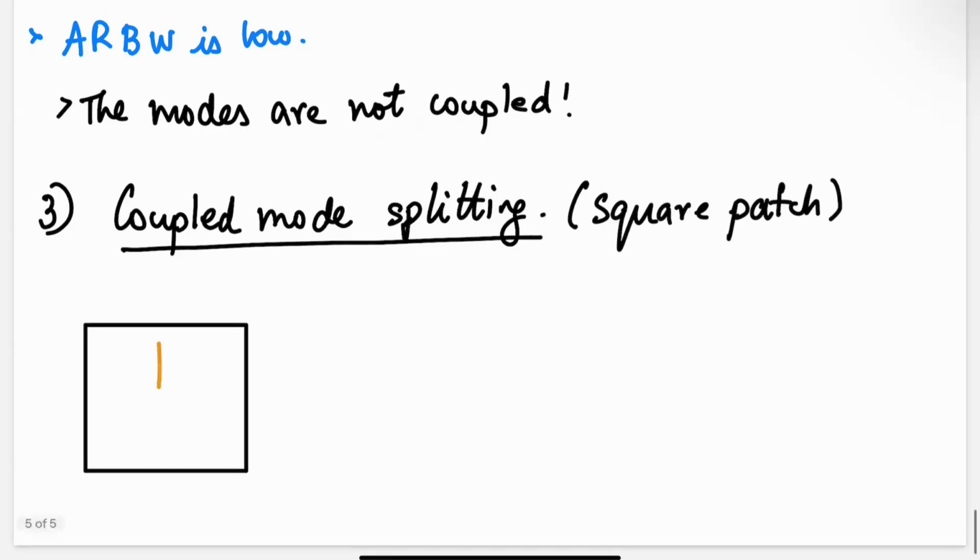If this patch has some current, let's say in this mode, what I can do is excite the other current by making a tiny slot in this patch, a diagonal slot like that. So what does this do? If I have a diagonal slot, the displacement current in the slot has to be this way, right? Which means that it excites the other polarization as well. So now I have two modes, and these modes interact with each other through the slot, right?